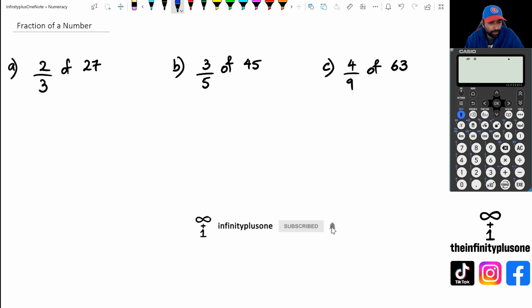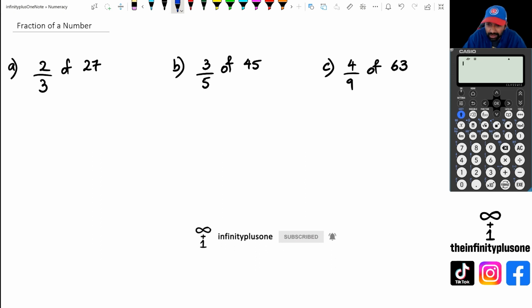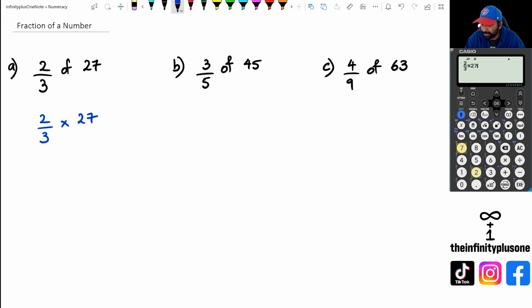The first question, what we've got here is 2/3 of 27. Now, what this generally means is that 2/3 of 27 is just saying 2/3 times 27. If you have a calculator, you can do this straight away. You would go to the fraction button, 2 over 3, and then multiply it by 27. And when you do this, you get 18.